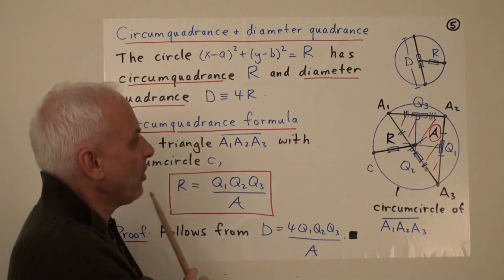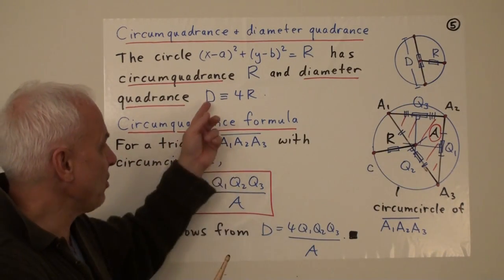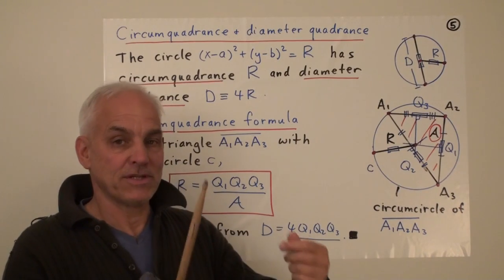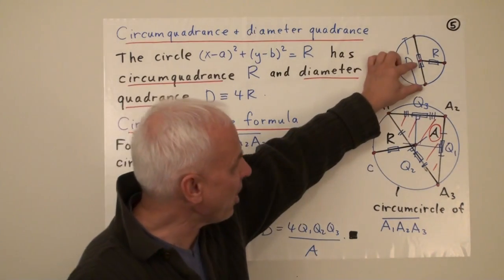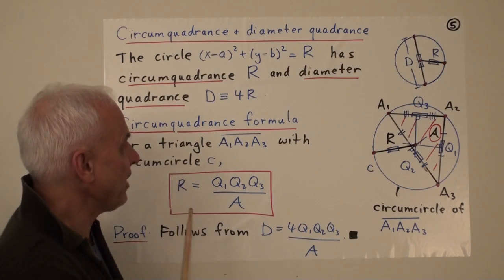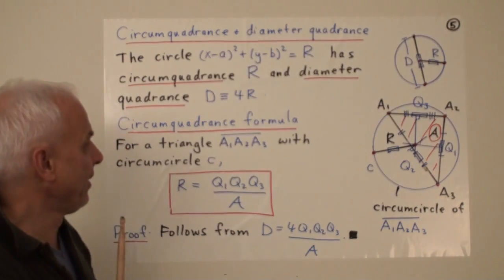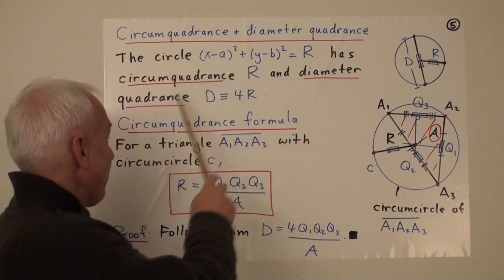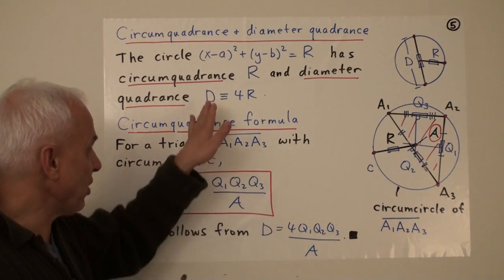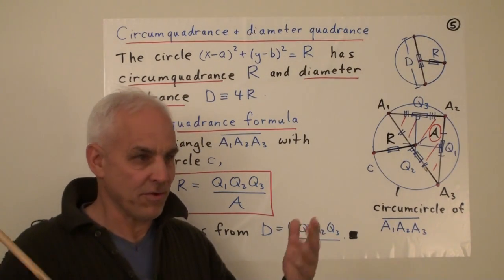And the diameter quadrance we'll define to be the quadrance of a diameter, which is going to be 4 times r, because if you multiply a length by 2, the quadrance gets multiplied by 4. So this is r, this is r, so altogether it is 4r in terms of quadrance. We'll use this notation today: r stands for the circumquadrance of a circle, that's the radius squared, and capital D stands for the diameter quadrance, the length of the diameter squared, relating it to classical stuff. But of course, these are really rational quantities which don't depend on any square roots, so they're defined over the rationals.